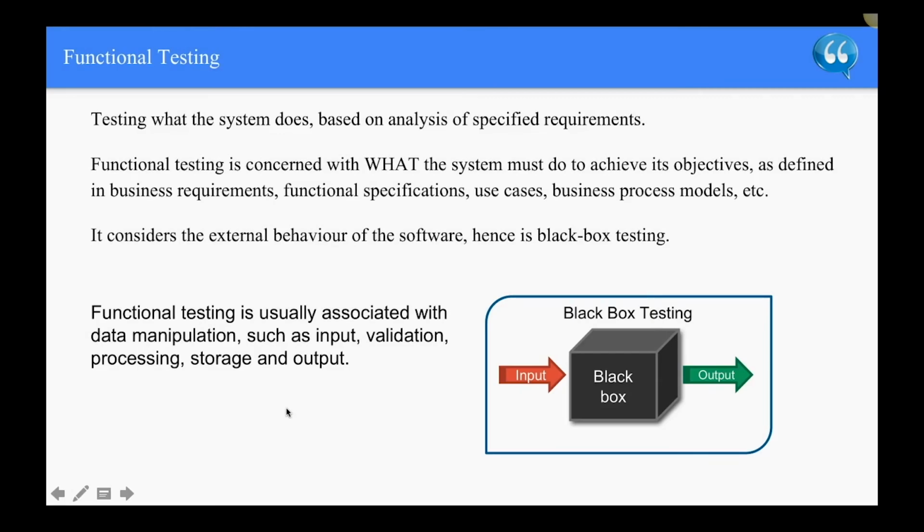Okay, now we're talking about functional testing. Testing what the system does based on analysis of its specified requirements. Functional testing is concerned with what the system must do to achieve its objectives, as defined in business requirements, functional specifications, use cases, business process models, etc. It considers the external behavior of the software, hence is known as black box testing. Functional testing is usually associated with data manipulation such as input, validation, processing, storage, and output.